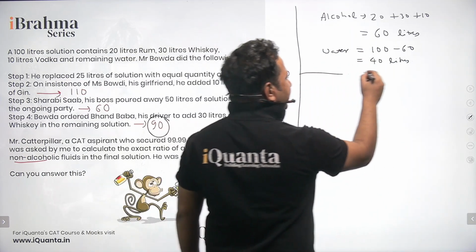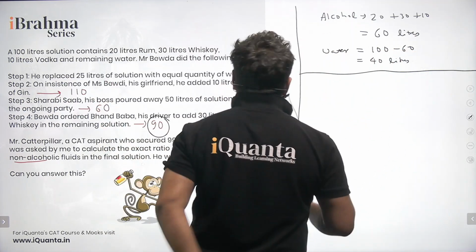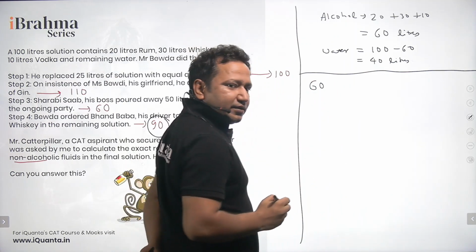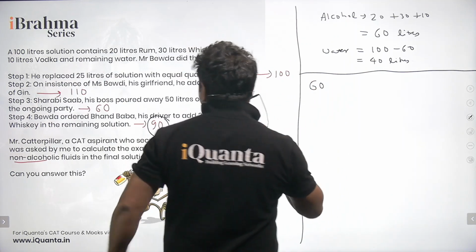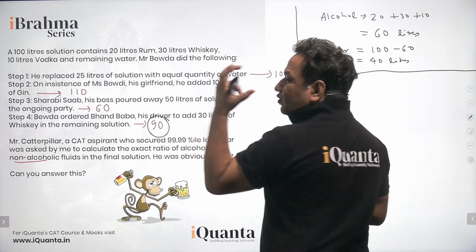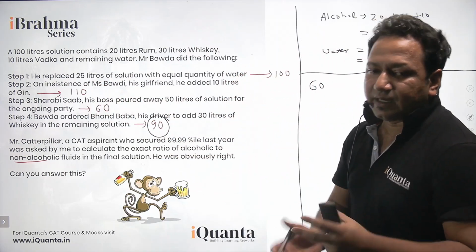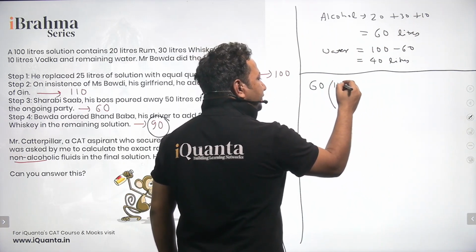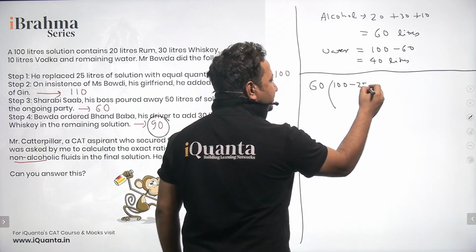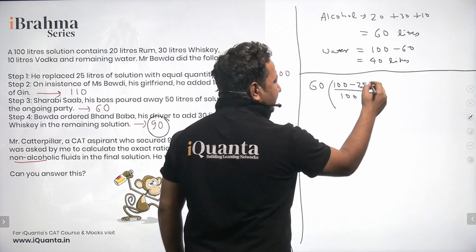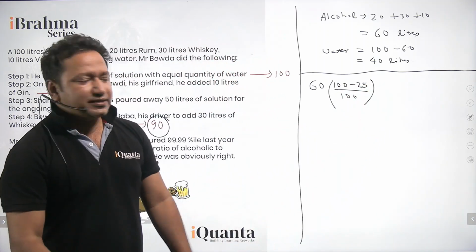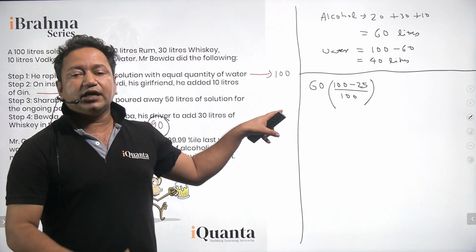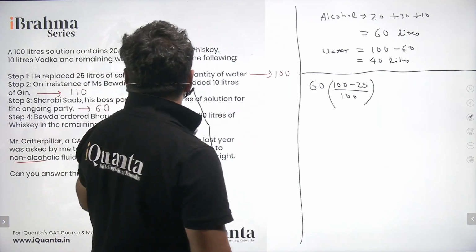So I'll start with calculation of alcohol. At step 1, what happened? Of the 60 liters of alcohol, 25 was removed and equal quantity was replaced out of 100. That means if we talk about the ratio, the remaining quantity will be 100 minus 25 upon 100. This will be remaining because 25 liters has been replaced. So if I multiply 100 minus 25 upon 100 with 60, I'll get the amount of alcohol after step 1.